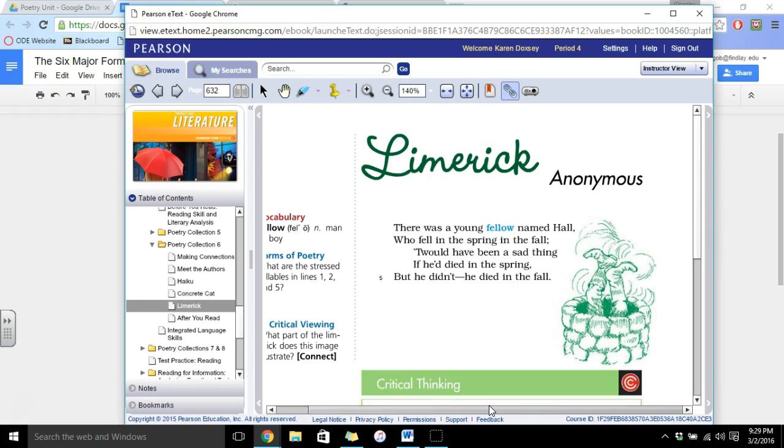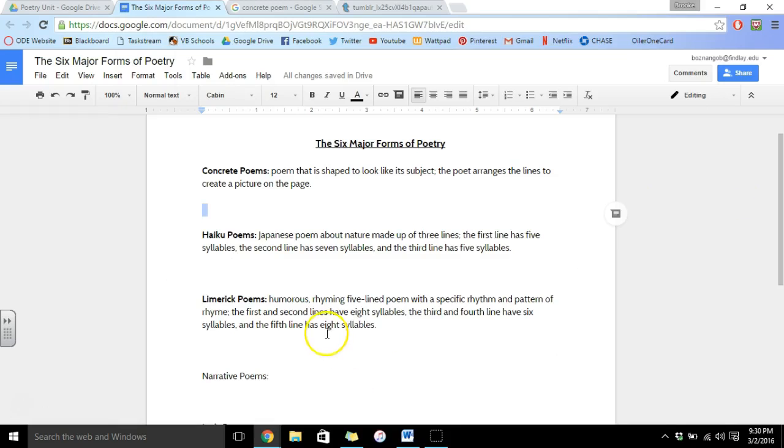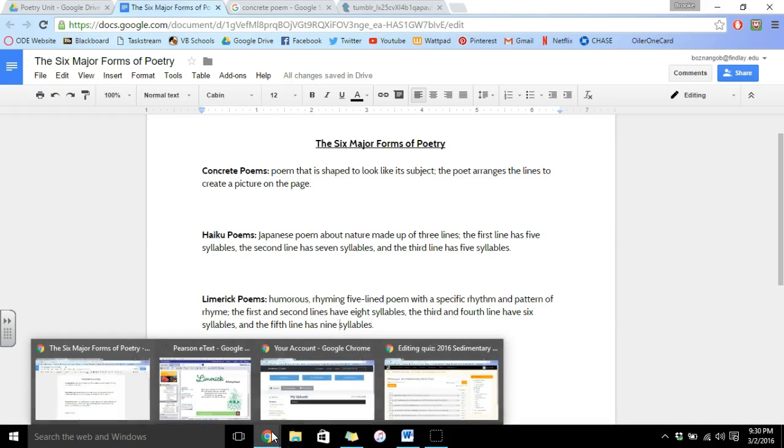So there was a young fellow named Hall has 8, who fell in the spring in the fall has 8. 'Twould have been a sad thing is 6, if he died in the spring, 6. But he didn't, he died in the fall. That one has 9. Okay, the last line has 9. Fifth line has 9, not 8. I apologize. Okay, limerick poems.